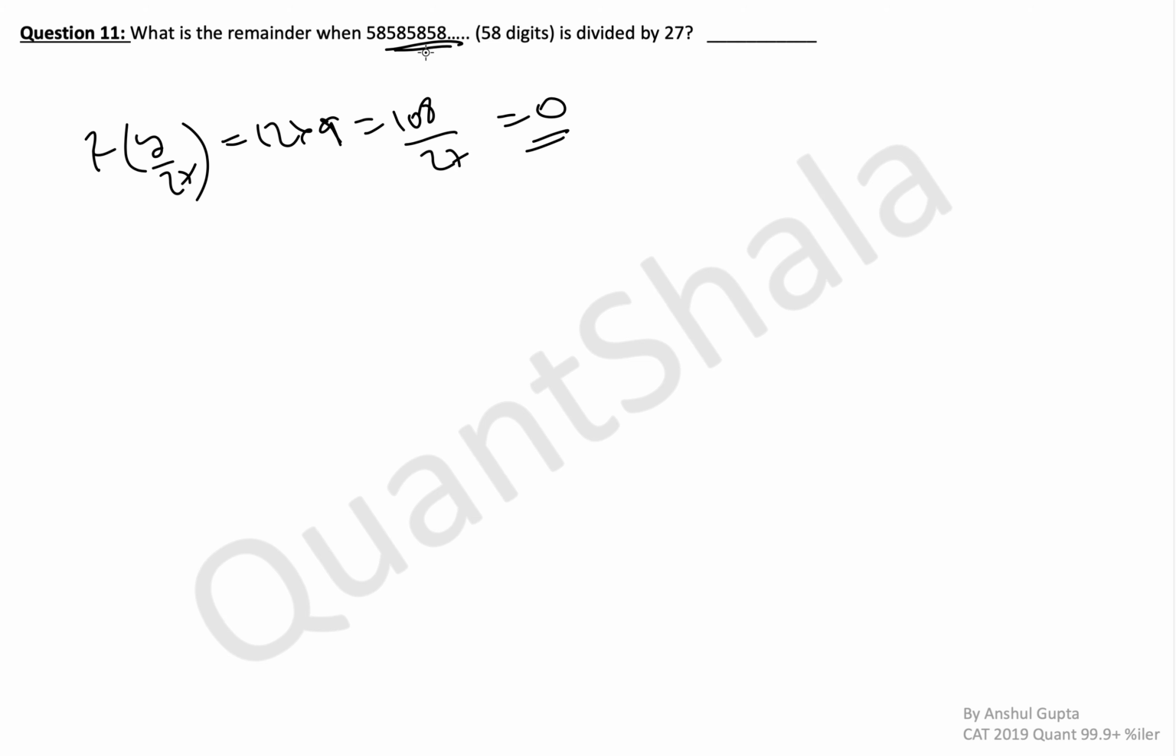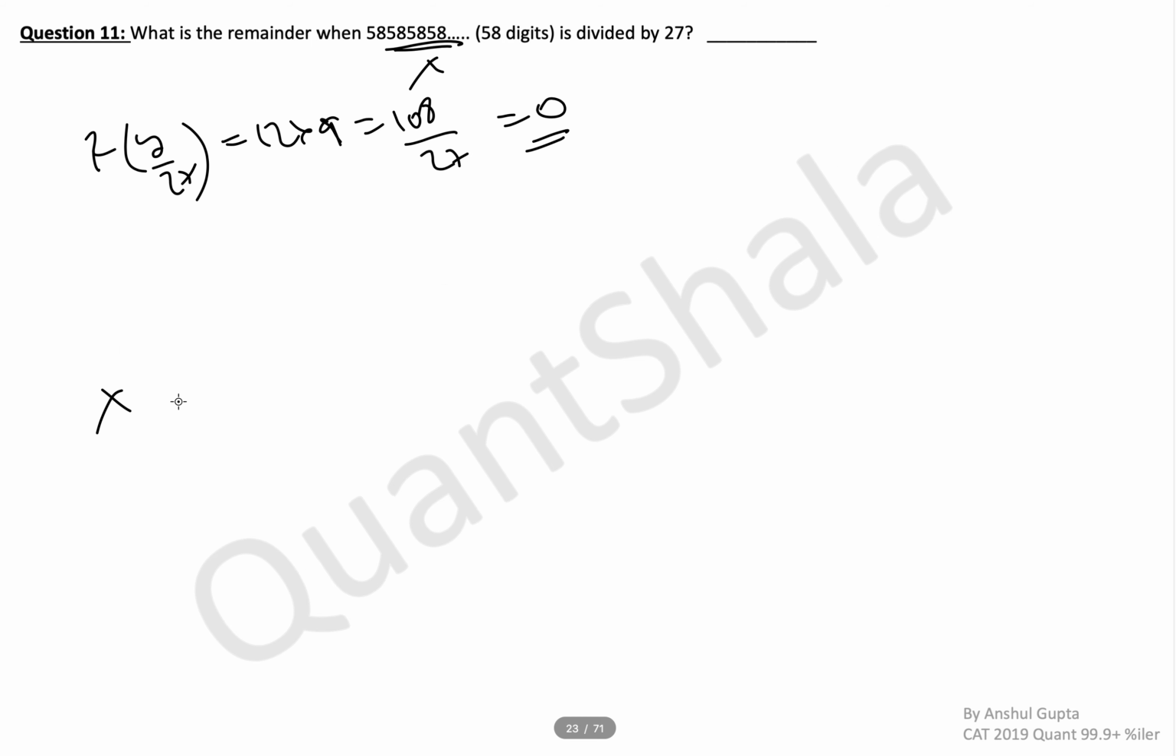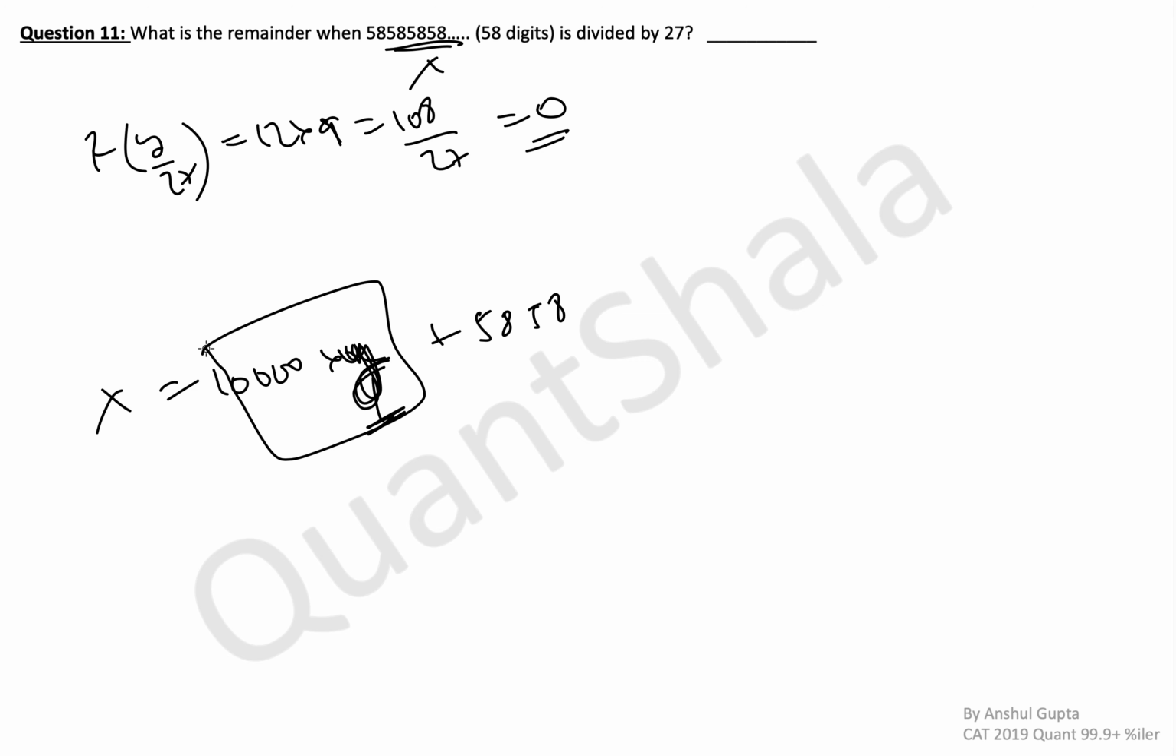Now what is the actual number x? Remember that what we did was we ignored this 5858 in the end. If you multiply y by 10,000 and then add this, it becomes the original number, right? So the original number x is nothing but 10,000 into y plus 5858. Now remainder of this is y. Okay. Remainder of y with 27 is 0. So this entire thing becomes 0. So the remainder of x with 27 is nothing but remainder of 5858 with 27.